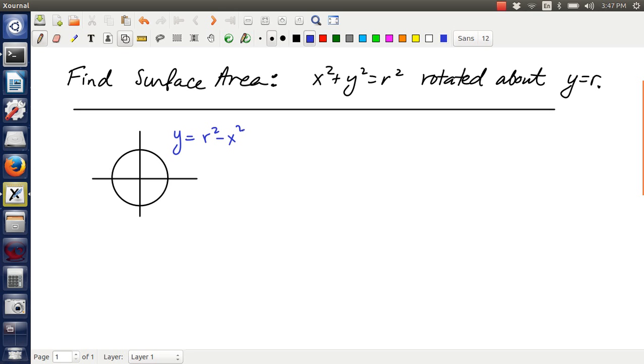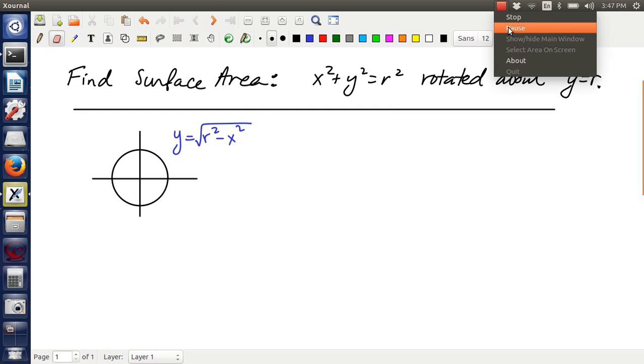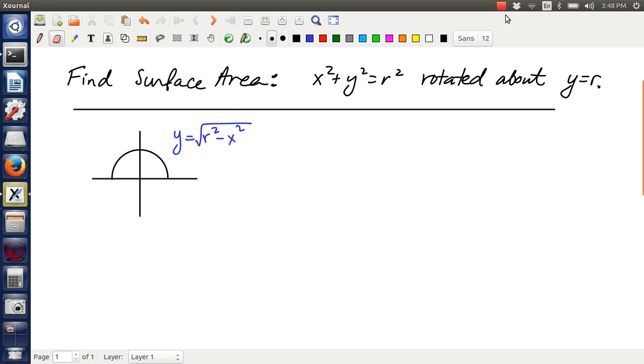minus x squared. Take the square root of that. And so we really don't need the lower half. Okay, so there we've erased the bottom half because it's not necessary. And then rotated about the line y equals r. So that will be right there. Okay, and so here's the line y equals r.